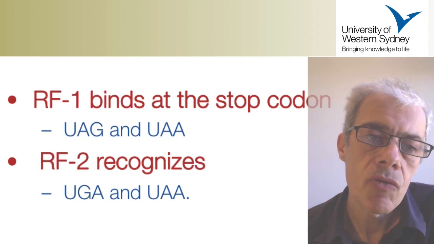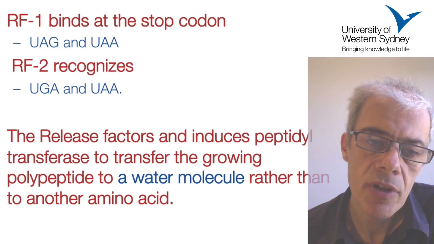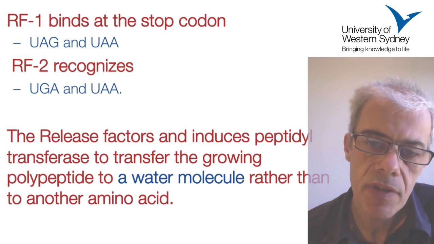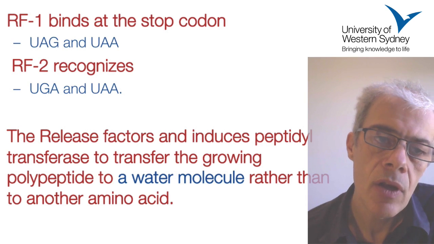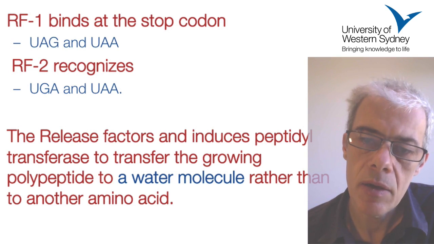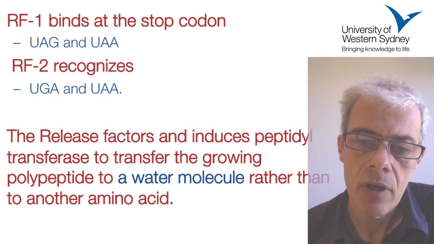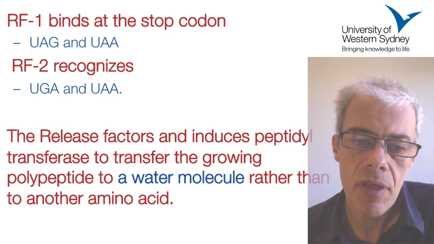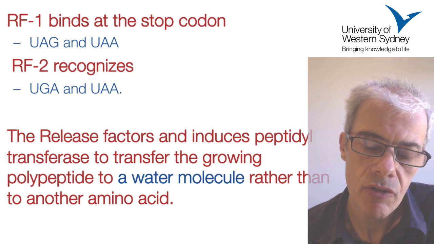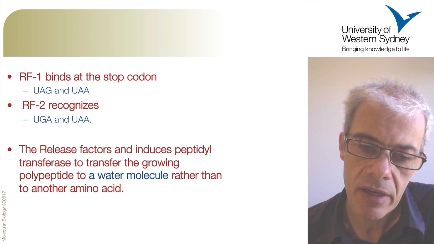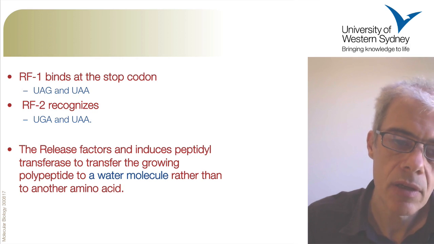Now, there are release factors which bind to the ribosome once the ribosome reads these codons. So rather than bringing in a transfer RNA into the ribosome, at these codons, a release factor, which is a mimic of a transfer RNA, is brought into the ribosome. So a small protein that mimics a transfer RNA binds to these codons, and rather than transferring an amino acid onto the growing polypeptide chain, a water molecule is transferred onto the polypeptide chain, which releases the polypeptide from the ribosome.